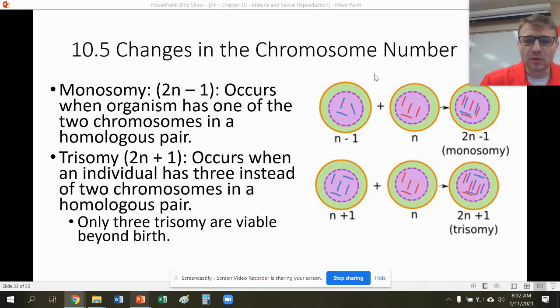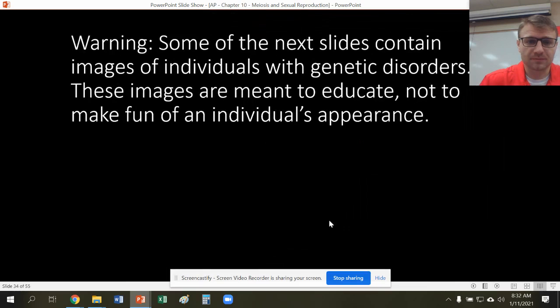A monosomy is when you have a cell which is lacking a chromosome. So for us, it'd be 45 or even 44. Trisomy is when you have an extra chromosome. And this is, again, when you get an extra chromosome from the nondisjunction.